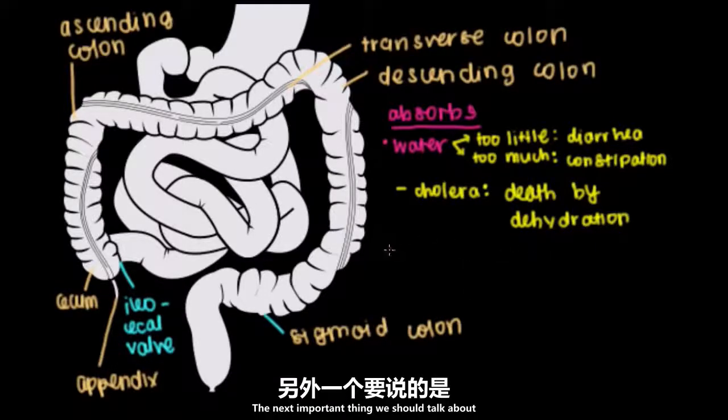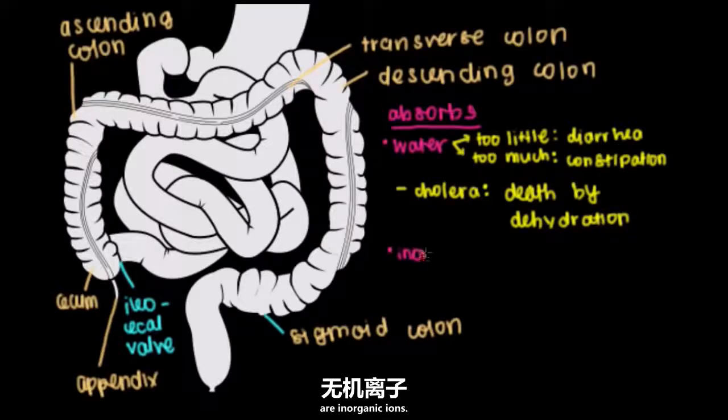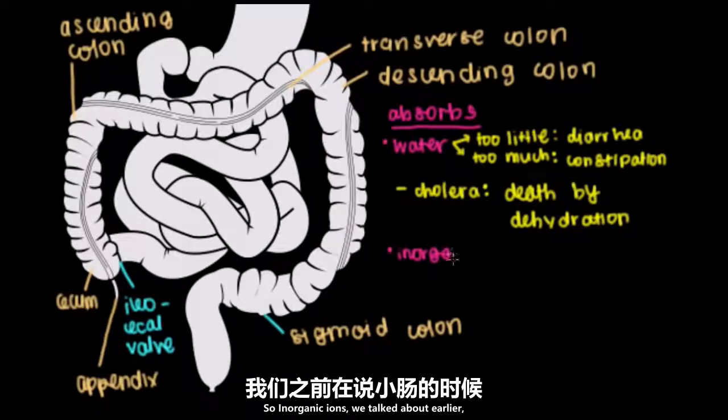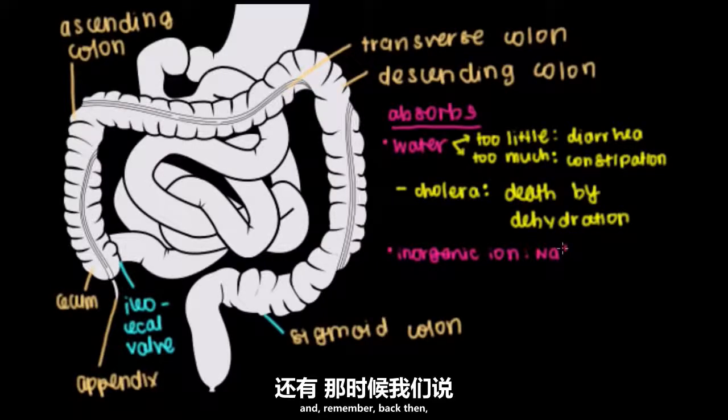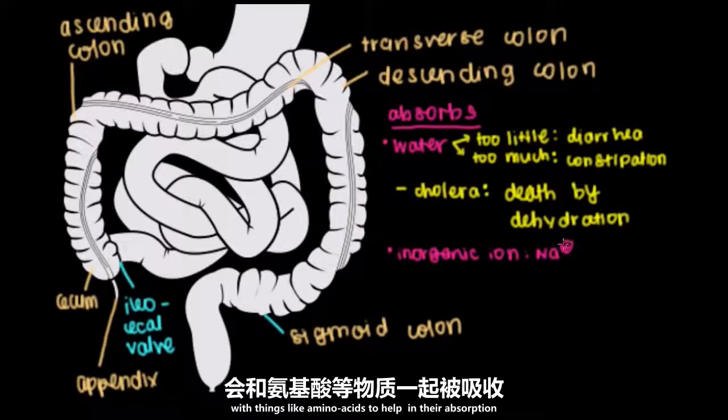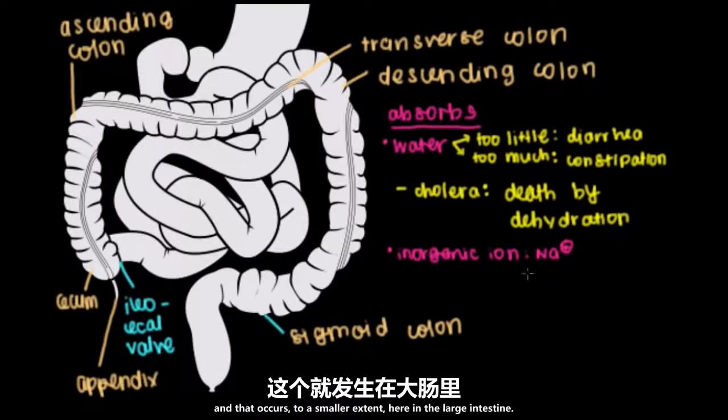The next important thing we should talk about that gets absorbed in the large intestine are inorganic ions. We talked about inorganic ions earlier when we discussed the small intestine. These include things like sodium or potassium. And remember, back then, sodium was absorbed as a co-transport mechanism with things like amino acids to help in their absorption. And that occurs to a smaller extent here in the large intestine.